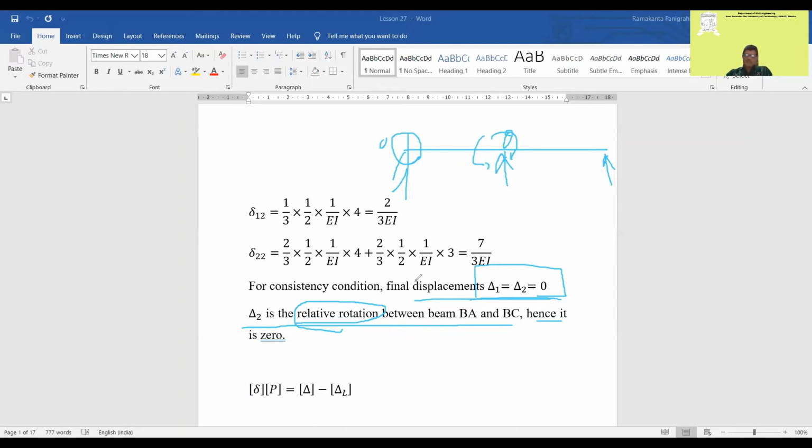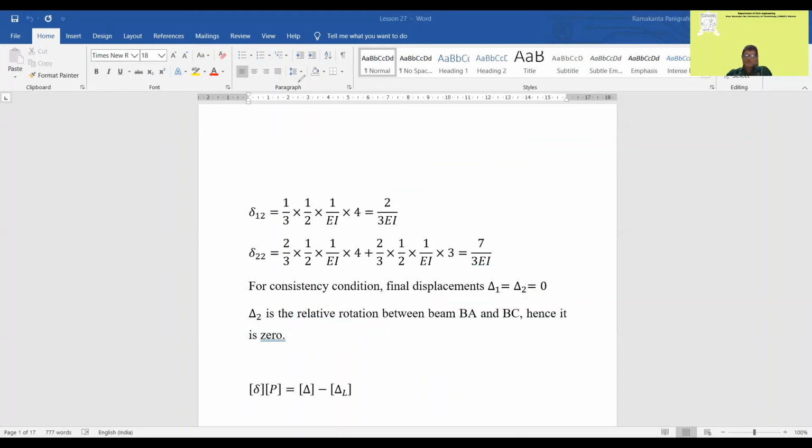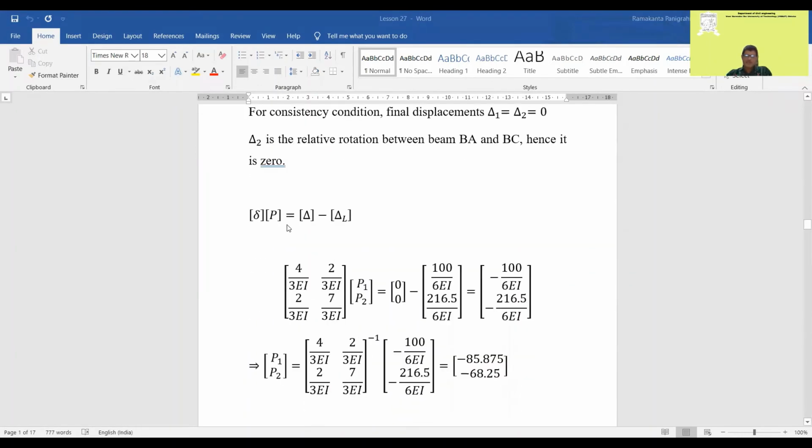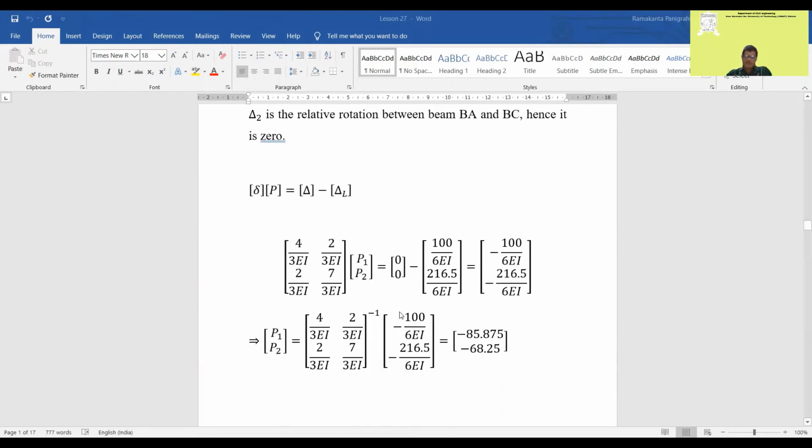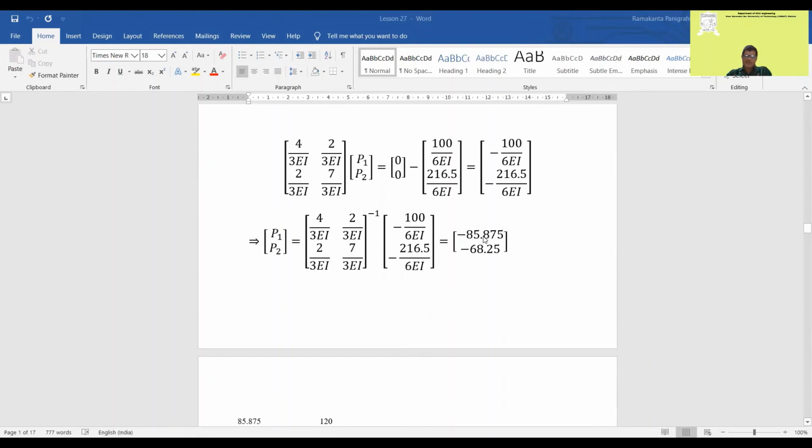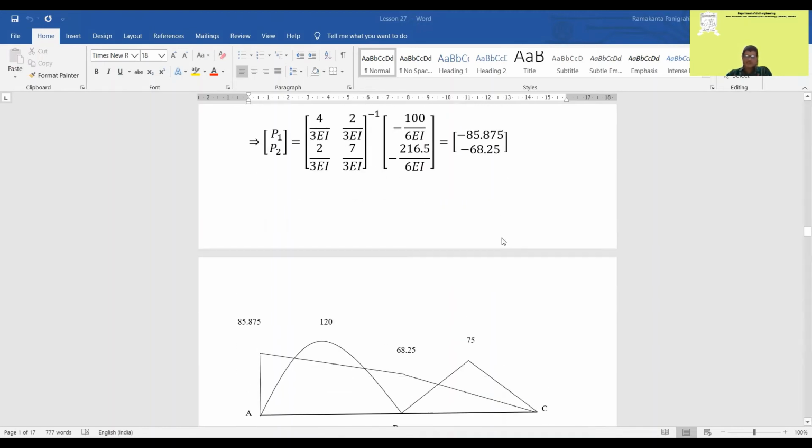Now put the equation. What is your equation? Delta into P is equal to delta minus delta L. So write this flexibility matrix, and P1, P2, delta 0, 0, and you do the inverse. You are getting the values minus 85.875 and minus 68.5. So what is this value? These are the moments.